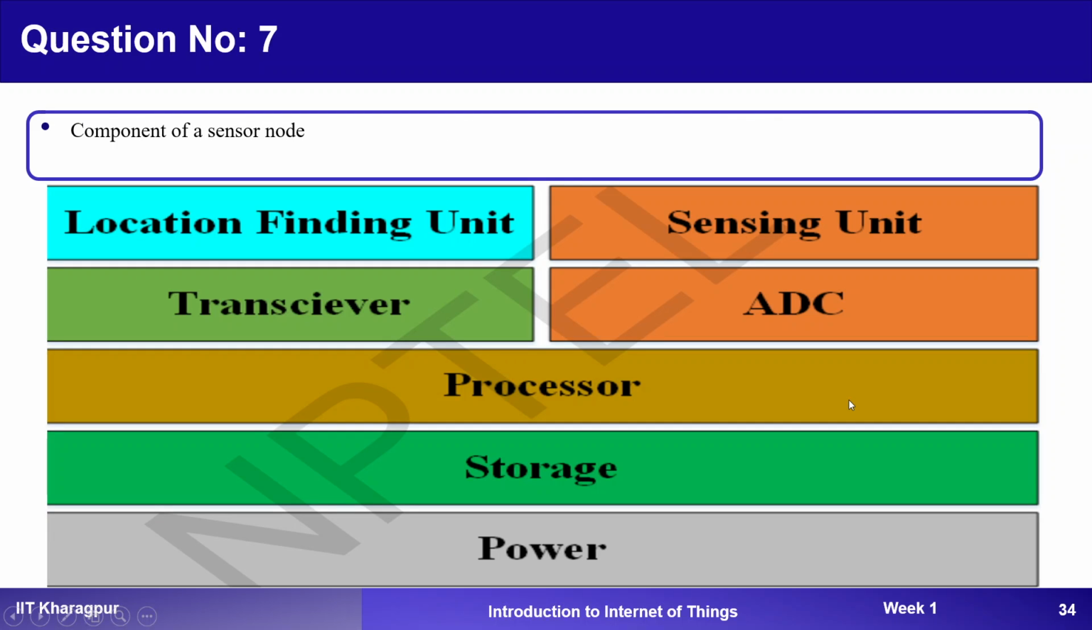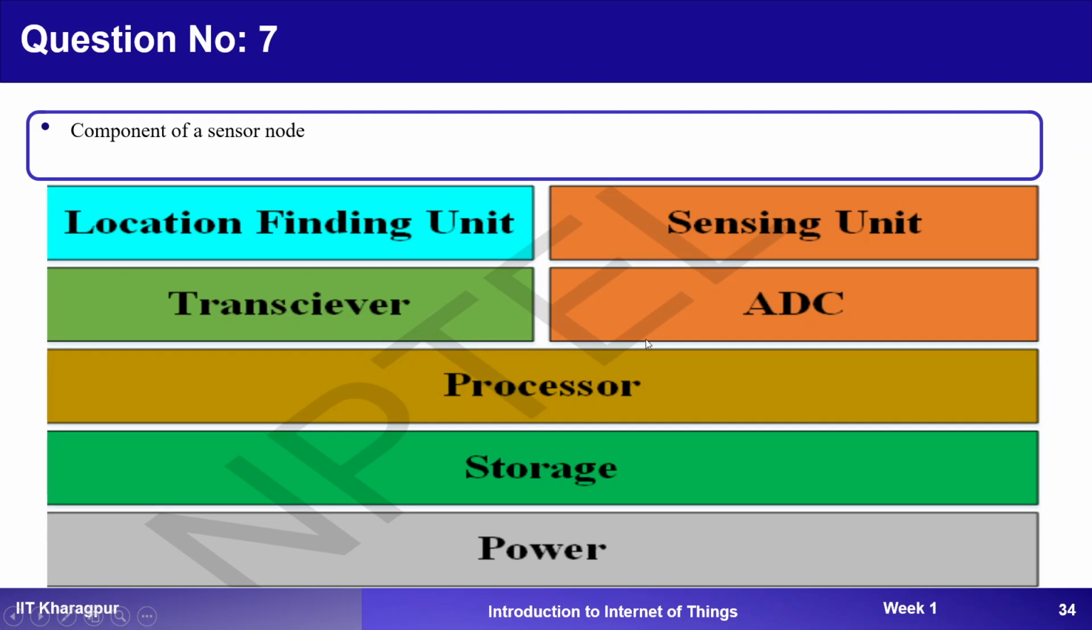So these are various components of your sensor node. The first one is the sensing unit, which is responsible for sensing data from the environment. Second one is the transceiver, the unit responsible for transmitting and receiving data. Third one is the ADC, analog to digital converter. This unit is responsible for converting signals from analog to digital and vice versa. Next is the processor. We need to do some processing over the data sensed by the sensing unit. That processing is done by the processor.